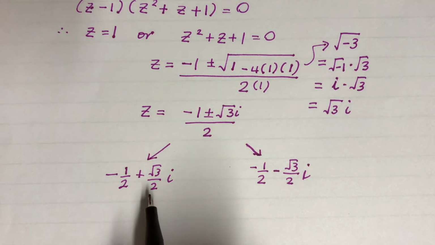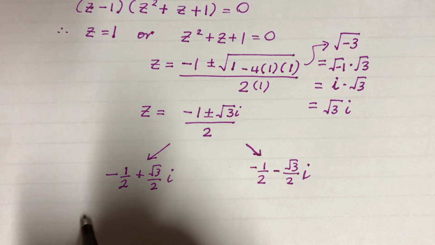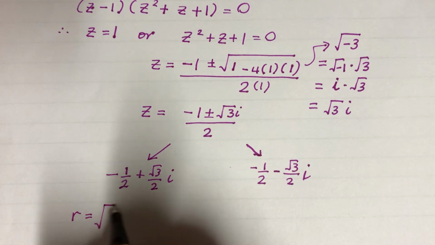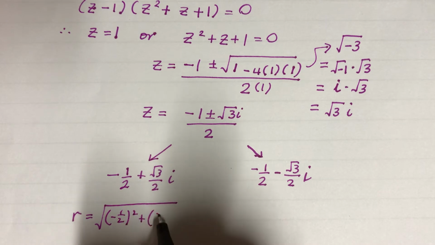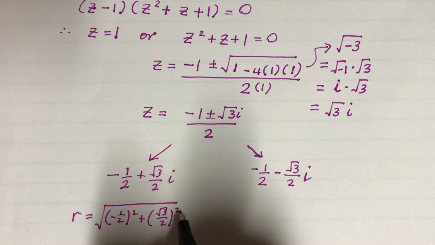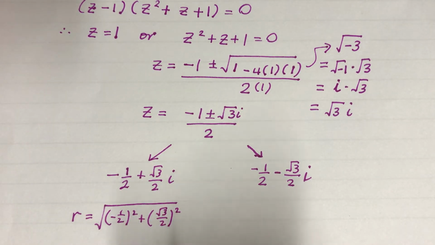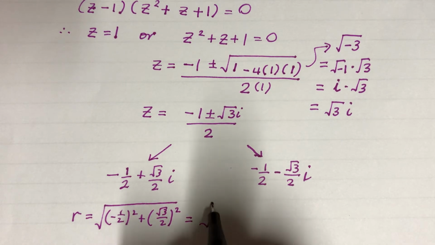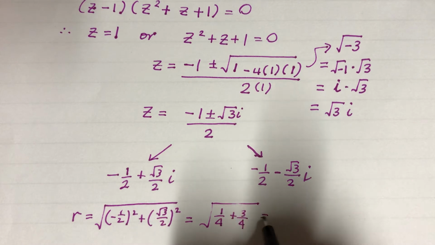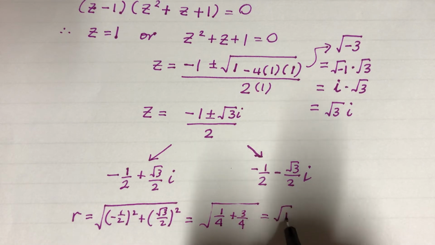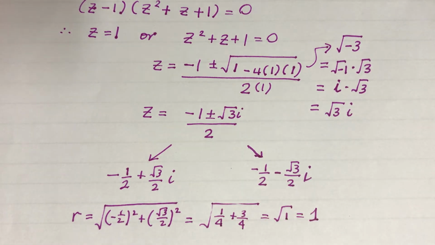Now, how am I going to transform this one into polar form? Okay, so for r we can do minus half squared plus root 3 over 2 squared. They both got the same r. What's that going to be? 1 over 4 plus 3 over 4, which is root 1 equals 1. So that's my r. It's not a big deal.